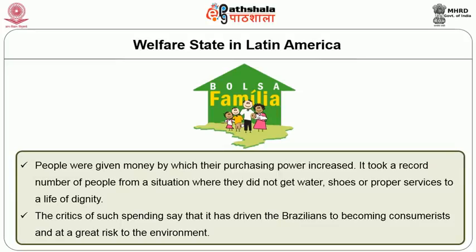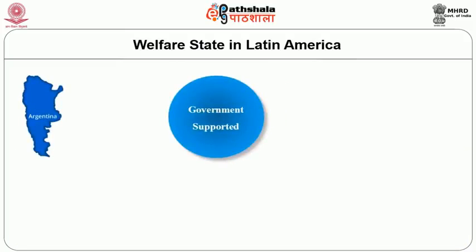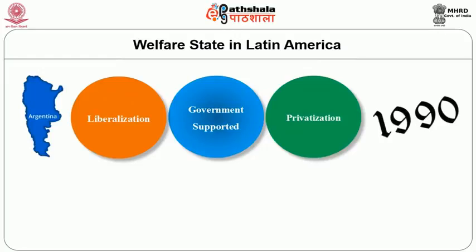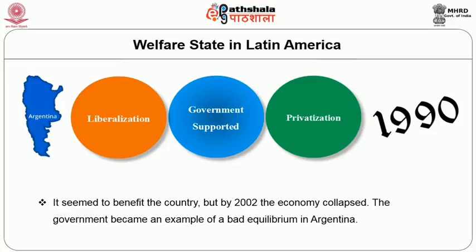to the environment. In Argentina, the government supported a large-scale liberalization and privatization program in the mid-90s that seemed to benefit the country. But by 2002, the economy collapsed. The government became an example of bad equilibrium in Argentina.